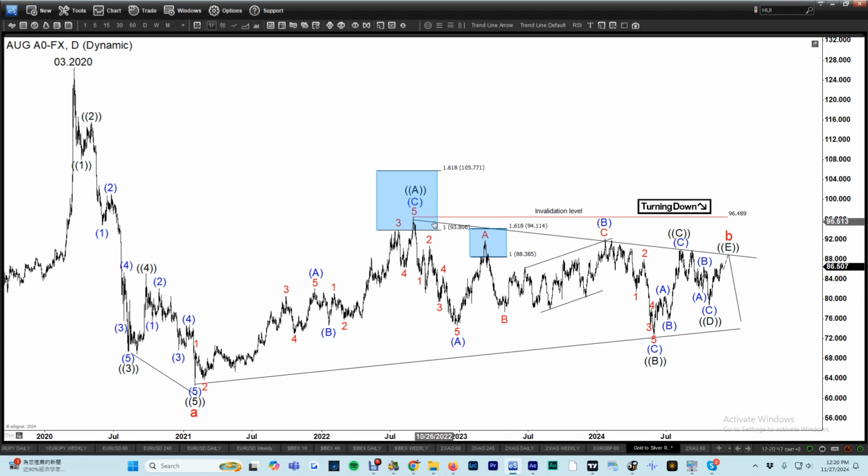So if you're bullish the metals, if you're bullish gold and you're bullish silver, you would expect this ratio to go down instead of going up, because if it goes up, then technically it will be bearish for gold and for silver.